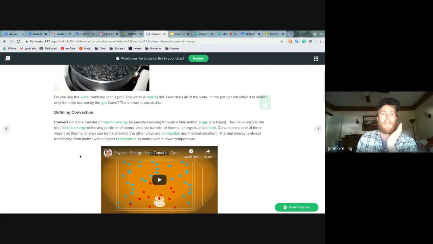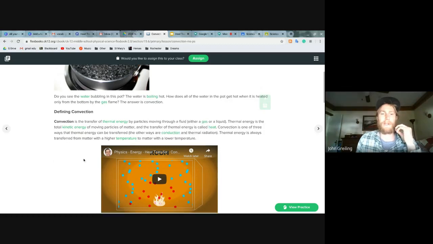Defining convection. Convection is the transfer of thermal energy by particles moving through a fluid. So a fluid, something moving, can be a gas or a liquid. Thermal energy is the total kinetic energy of moving particles of matter, and the transfer of thermal energy is called heat. We knew that. Convection is one of the three ways that thermal energy can be transferred. Thermal energy is always transferred from matter with higher temperature to lower temperature.